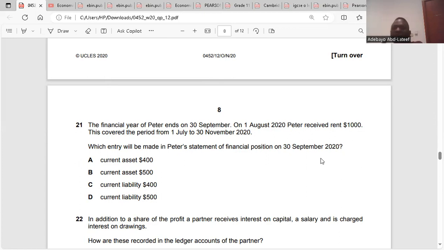Now, it said which entry will be made in Peter's statement of financial position on 30th? Why did it give the 500 as an option? I'm coming, I will explain that.